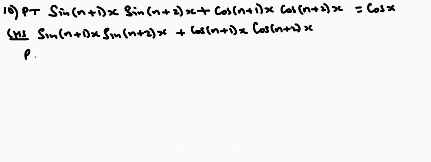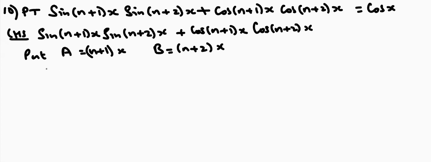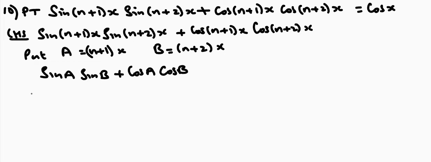Take A equals (n + 1)x and B equals (n + 2)x. Then we can write sin A sin B plus cos((n + 1)x), cos A cos B. This one we can write like this, cos A cos B plus sin A sin B.